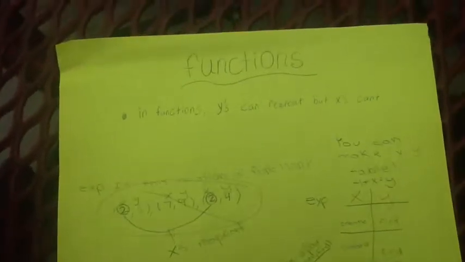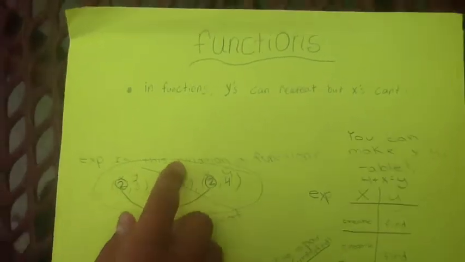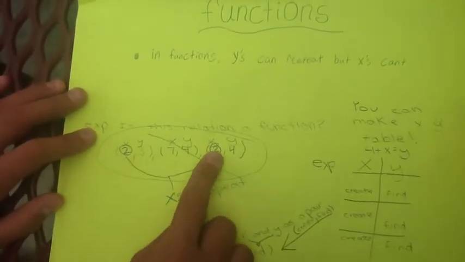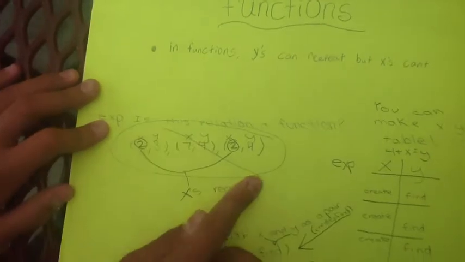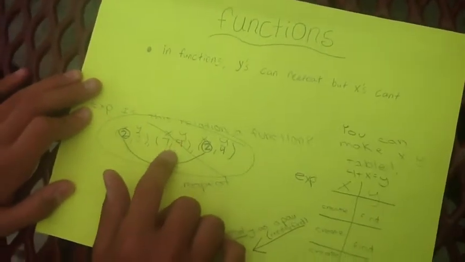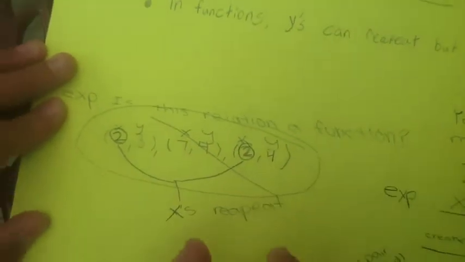Functions and equations. In functions, y's can repeat but x's can't. For example, if the question says, is this relation a function? As you see here, there are two x's that repeat, the 2 and the 2. That means this would not be a function, and that's not allowed. But if you see here, there's two y's that repeat, the 4 and the 4. That is allowed.